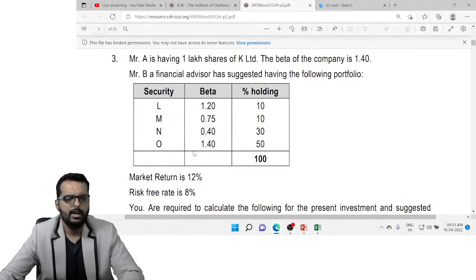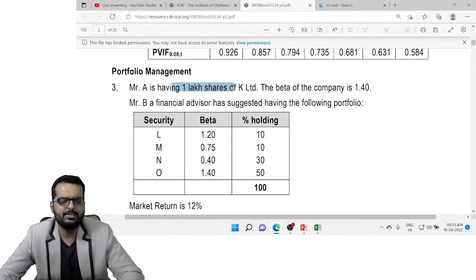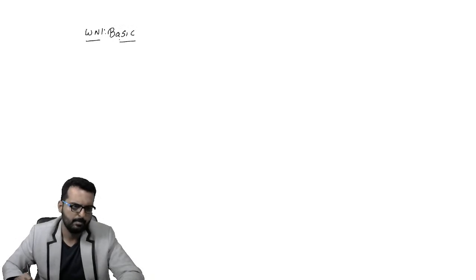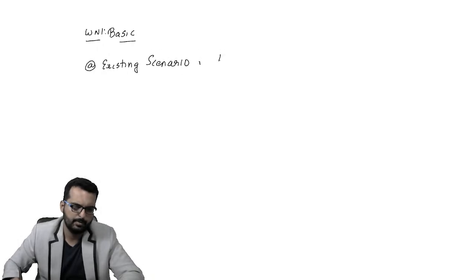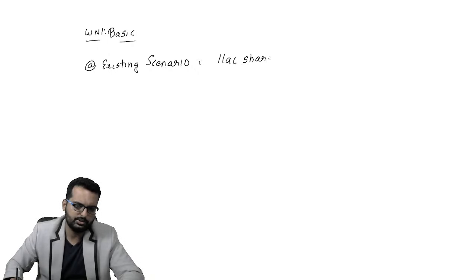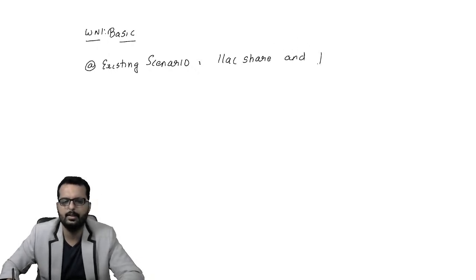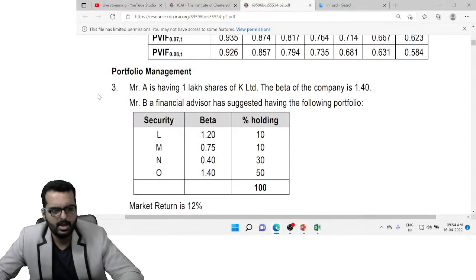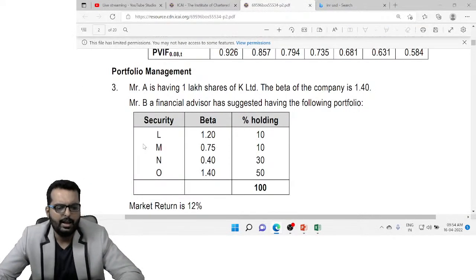Question number 3. Mr. A is having 1 lakh shares of K Limited and the beta is 1.4. I'll quickly write down. Okay, point number A, existing scenario: 1 lakh shares and beta is equal to 1.4. Down they have given L, M, N, O, beta is given and the holding is given.